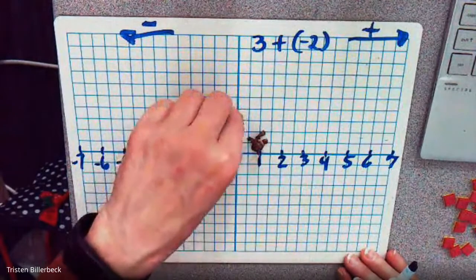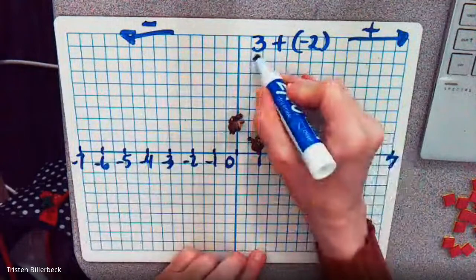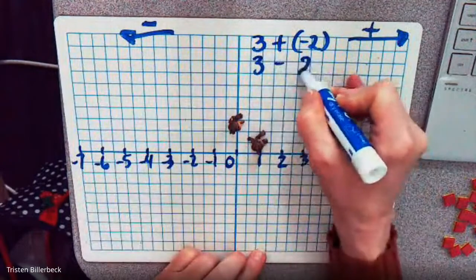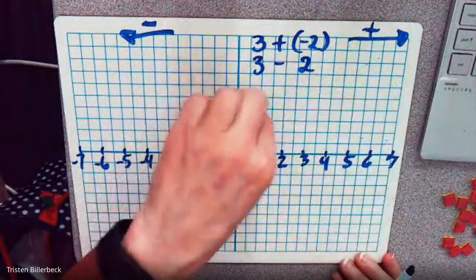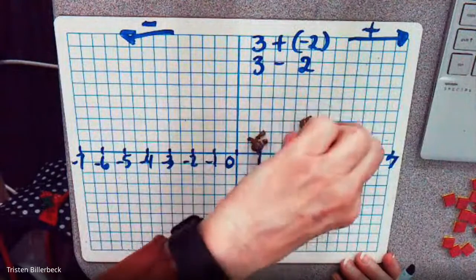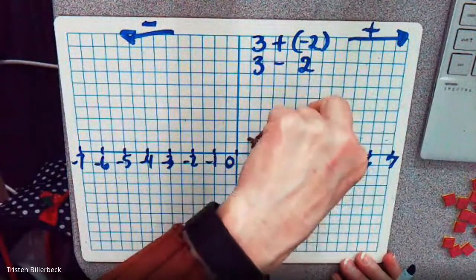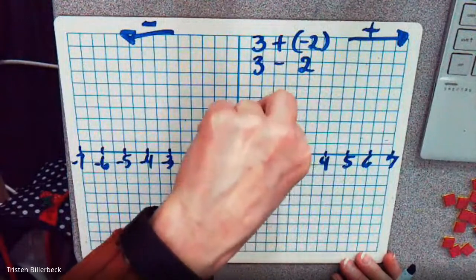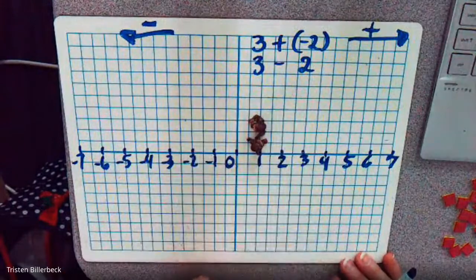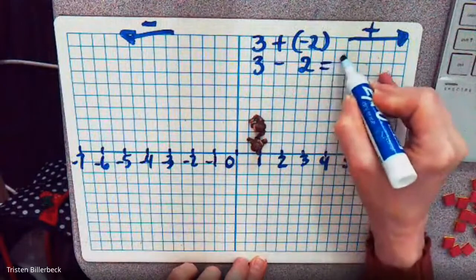Now, if we walk this one at 3 minus 2, this monkey goes to 3. But minus turns his shoulders around and then walks forward +2. 1, 2. And again, they're at the same place. This equals 1.